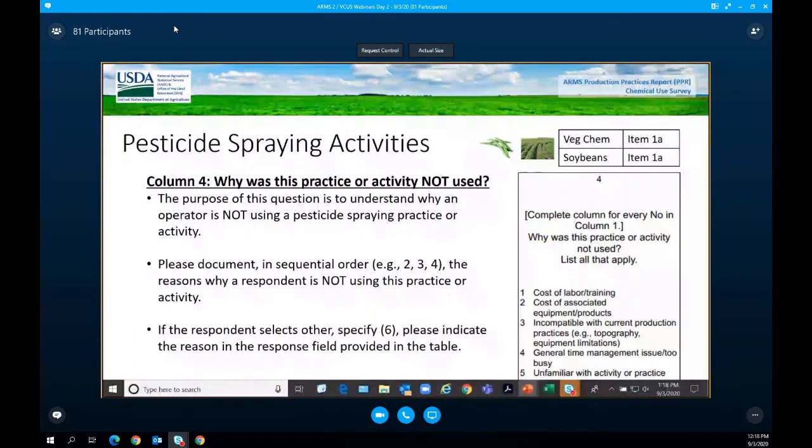For column 4, here we're going to be asking about why a practice or activity wasn't used. There might be lots of reasons why a grower chooses not to use a practice. You should code more than one of these responses if more than one is pertinent. And of course, there's absolutely nothing wrong with a grower having deemed a practice unnecessary. If that's the case, you can code this option 6 and write in that response or any other that seems appropriate.